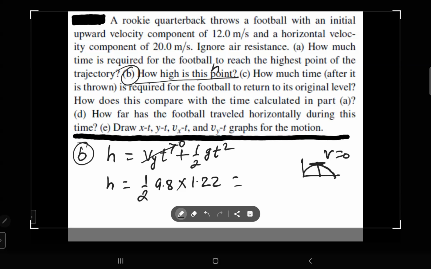1.22 is equal to 9.8. How much is that? 9.8 multiplied by 1.22 divided by 2, right? Which is getting something like 7.35 meter. Okay.